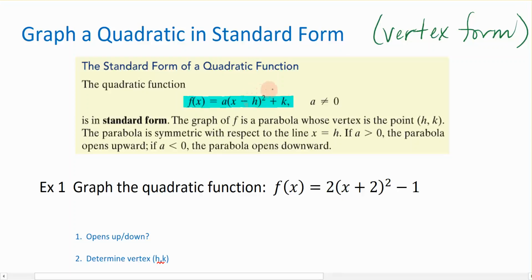And what h and k tell me is the ordered pair for the vertex of the parabola that I'm going to graph. Now notice that the sign of h, when I put it in the ordered pair, is opposite from what it is in the formula. And the sign for k in the ordered pair is the same as in the formula. So you want to watch out for that whenever you're graphing, but we're going to go ahead and work an example together.